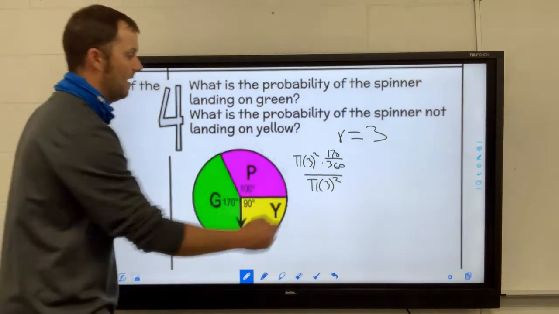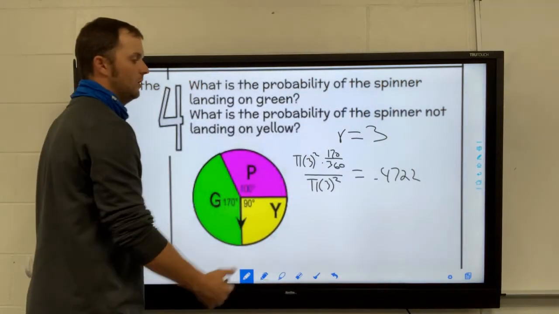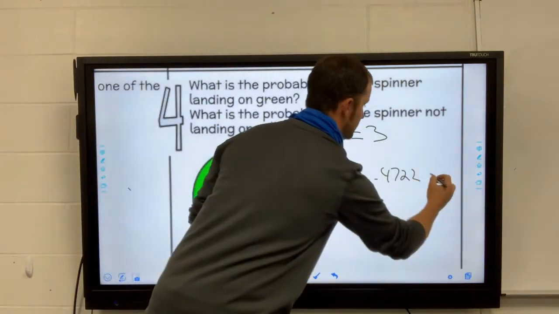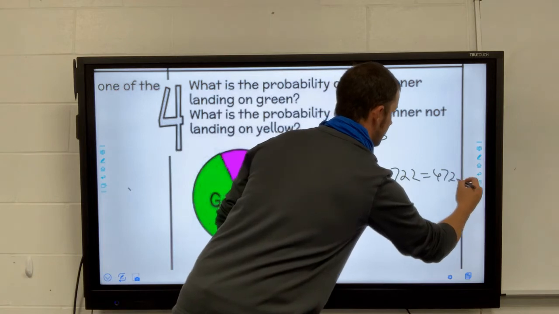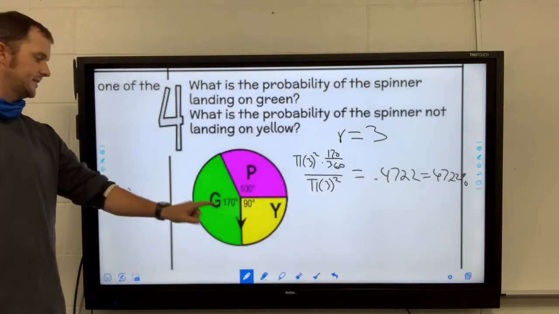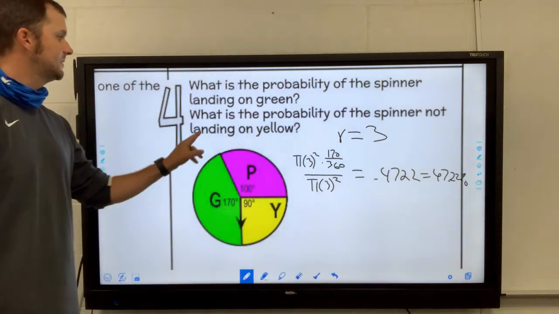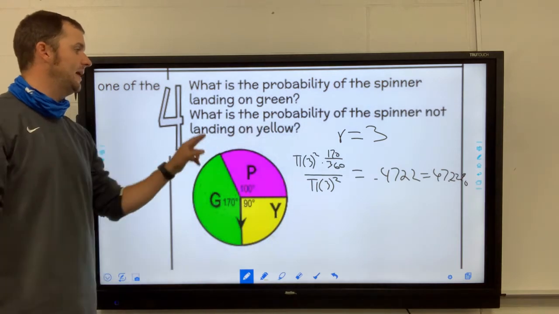And when I work that out, it's going to end up giving me 0.4722, which if I move that decimal place over 2 times is going to give me 47.22%. So that means there's a little less than a 50% chance that I'm going to hit the green when I throw it. Okay? And now lastly, it says, what is the probability of the spinner not landing on yellow?